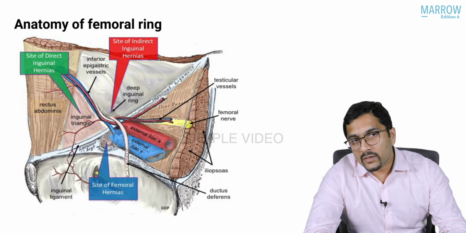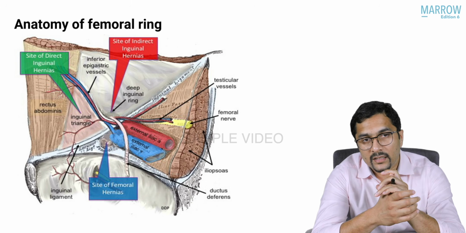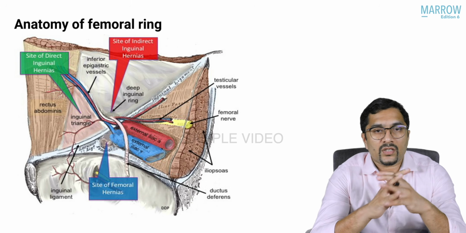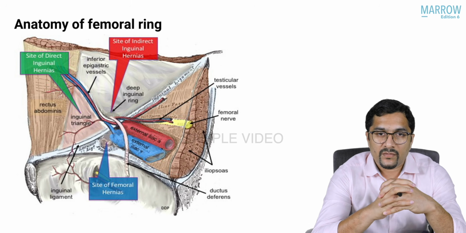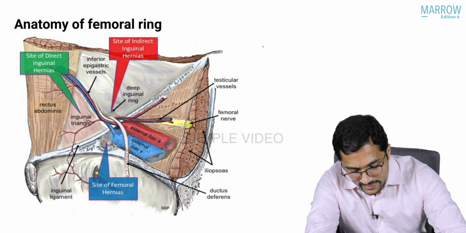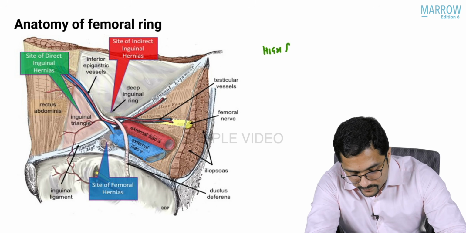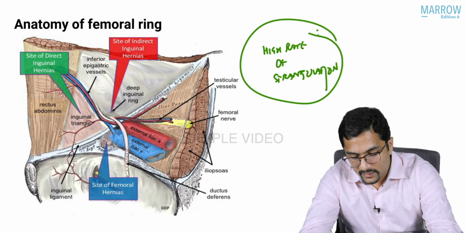Now, the importance of knowing this is that the ring is surrounded by rigid structures on 3 sides. So, when you have rigid structures on 3 sides, what is going to happen? The ring will not expand. That is why femoral hernias have a high rate of strangulation and obstruction as compared to inguinal hernias.